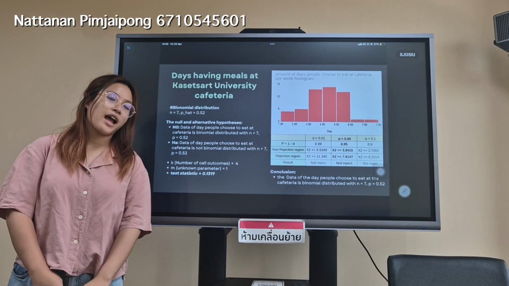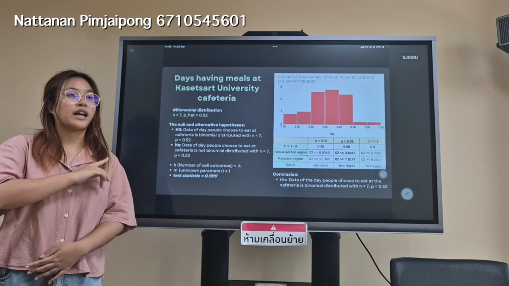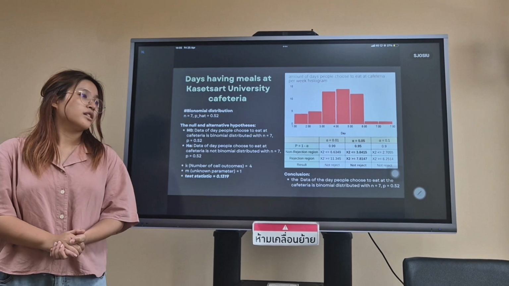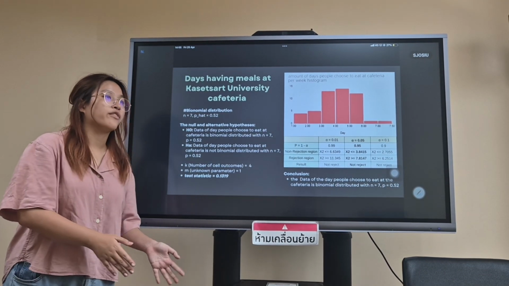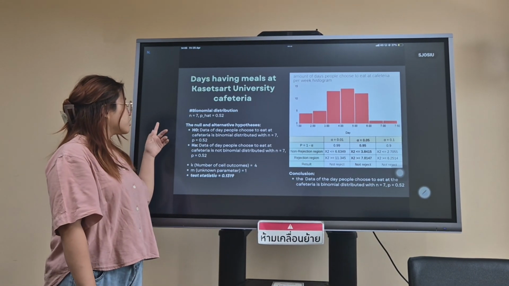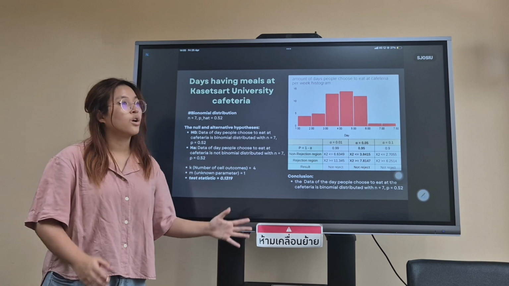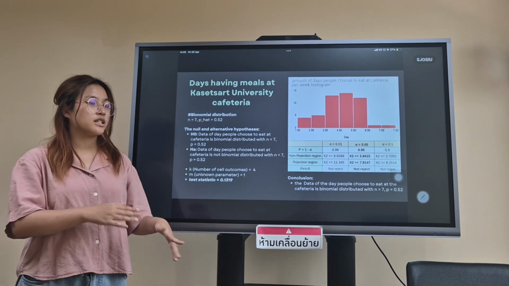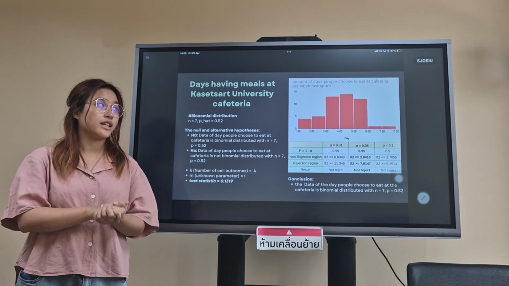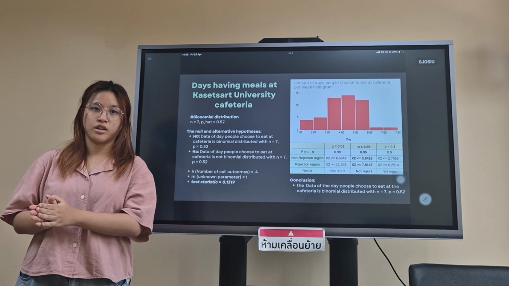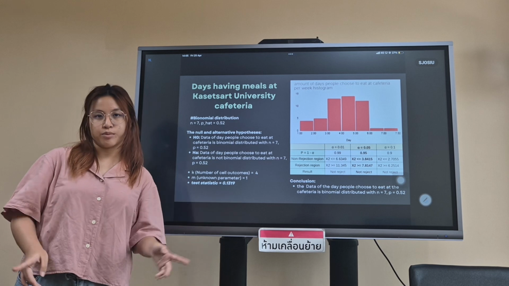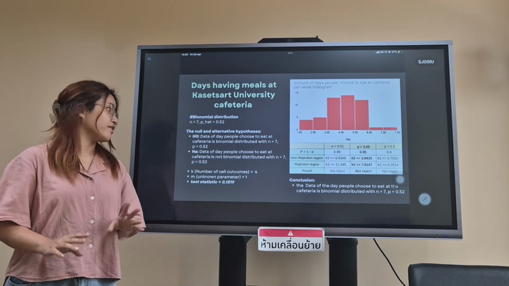Hey, this is Nattanan, and I'm here to talk about the calculation part of the goodness of fit test. The one we bring up today is the number of days people decide to have a meal at a certain cafeteria. So first we have to assume what the distribution is. Since this is a frequency, we assume it is the binomial distribution with n equals 7, which is the number of days in 1 week, and p hat is 0.52.